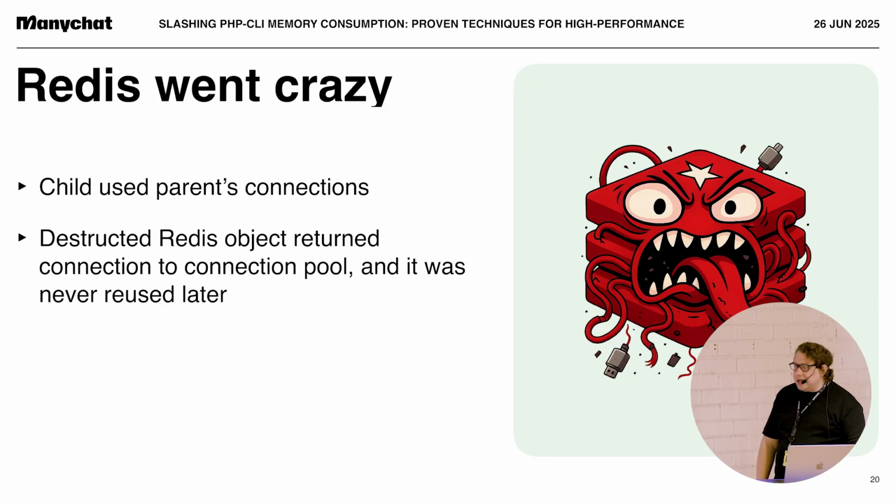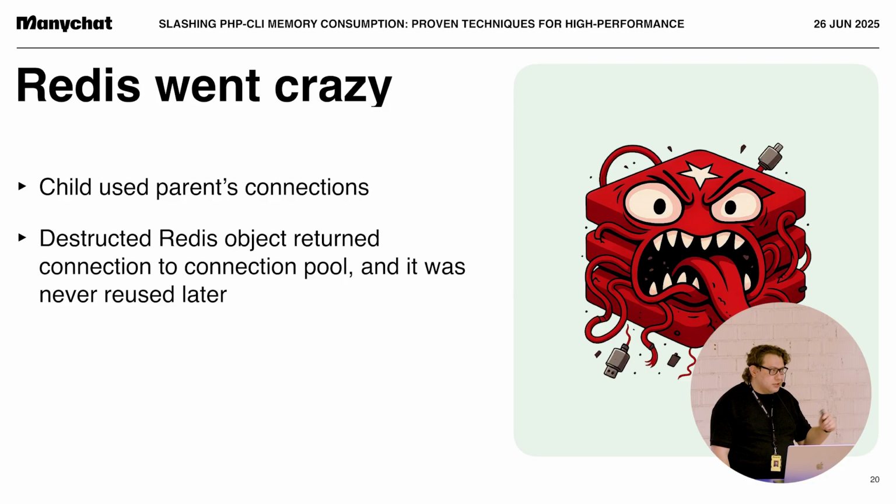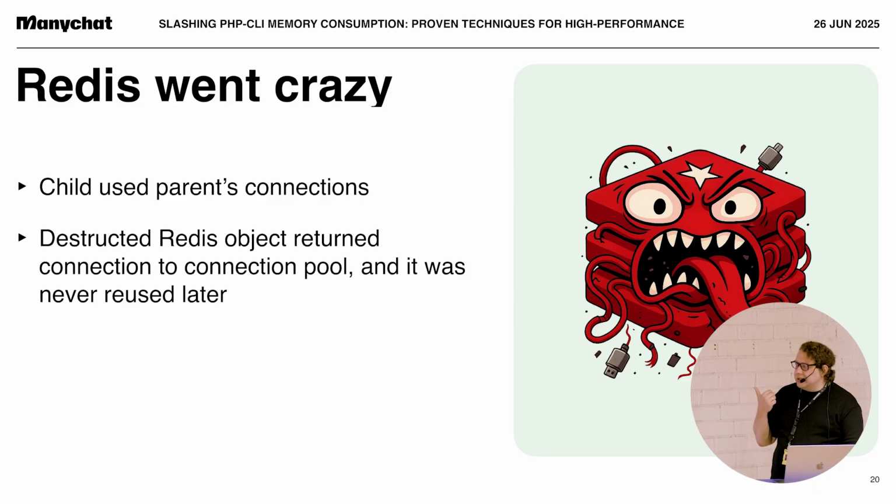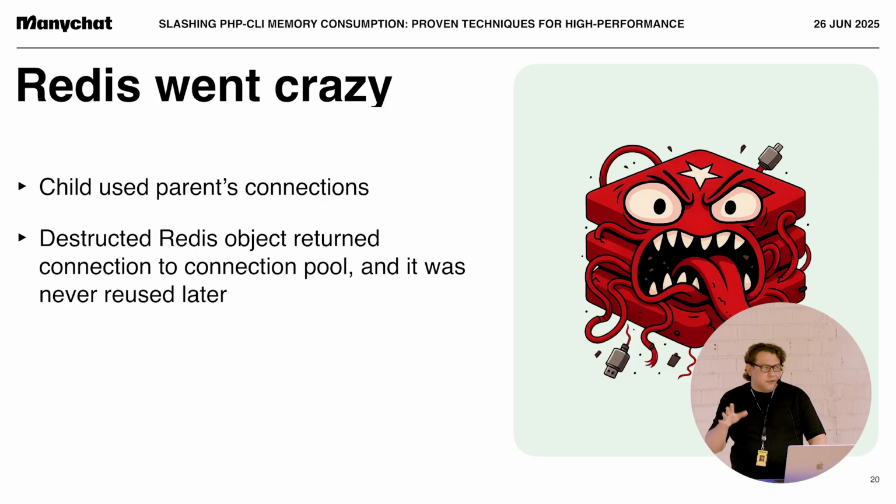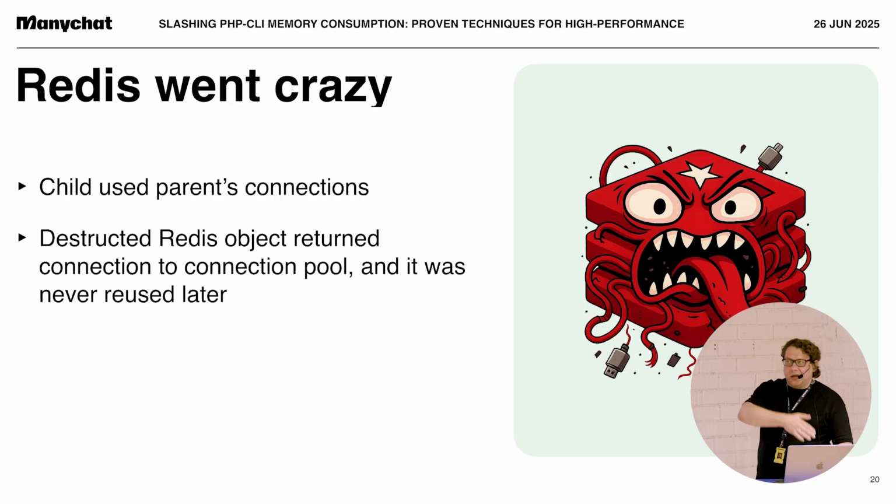And even if we destructed the Redis objects before forking, there was another problem. We use Redis with a persistent connection pool, and when the Redis object is destructed, the connection is returned to the connection pool to be reused later. But in case of fork, something went wrong, and those connections stayed in the pool and were not reused by Redis. So they are open but never used, and workers open new connections.